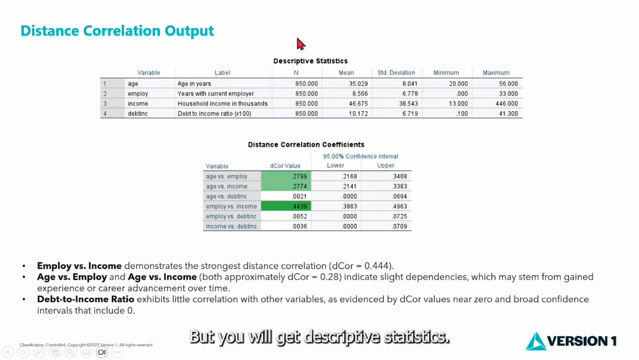You will get descriptive statistics. So you'll see each variable, the count, average, standard deviation, and minimum and maximum values. You'll receive a table of distance correlation coefficients. What I've done here is I've used color scales just to add some color to show the larger distance correlation values. And what we see is employment and income demonstrates the strongest distance correlation. You can see that here. Age and employment, age and income indicate slight dependencies. And this could be from gained experience or career advancement over time.